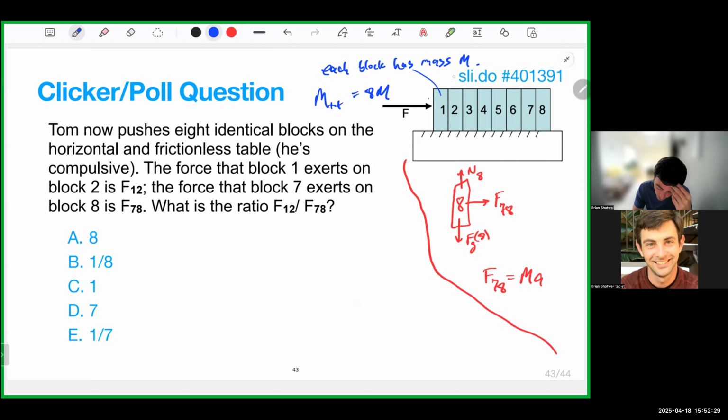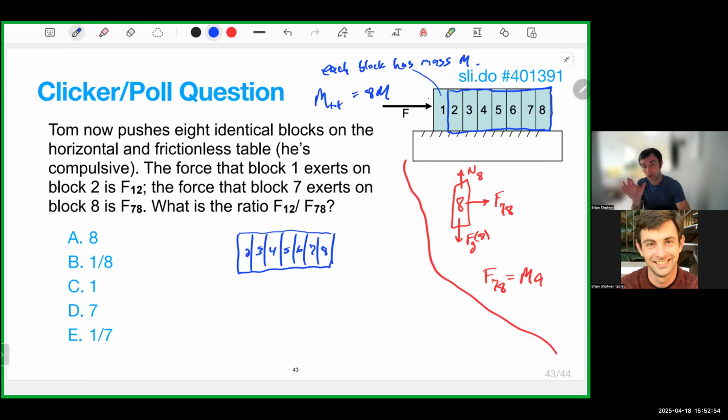Right, so let's see. If we group together blocks 2 through 8 all together, so I'm going to have 2, 3, 4, 5, 6, 7, 8. Did I count that up? 2, 3, 4, 5, 6, 7, 8. I drew one extra. Oops. Okay, so we're going to treat that as one object.